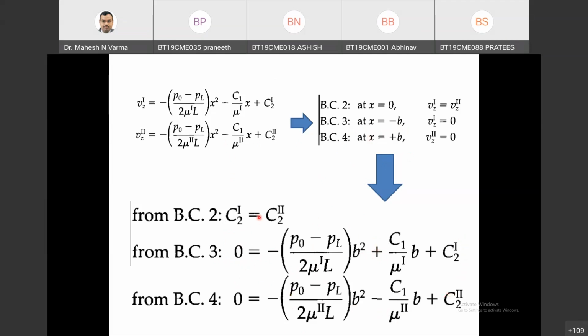Now you can substitute this C2 here, C2 for phase 1, and get the value of C1 and C2. Substitute C1 and C2 and rearrange the equation. Rearrange the equation and get the velocity profile for phase 1 and the velocity profile for phase 2. And once you have C1, you can get the flux profile for phase 1 and the flux profile for phase 2.